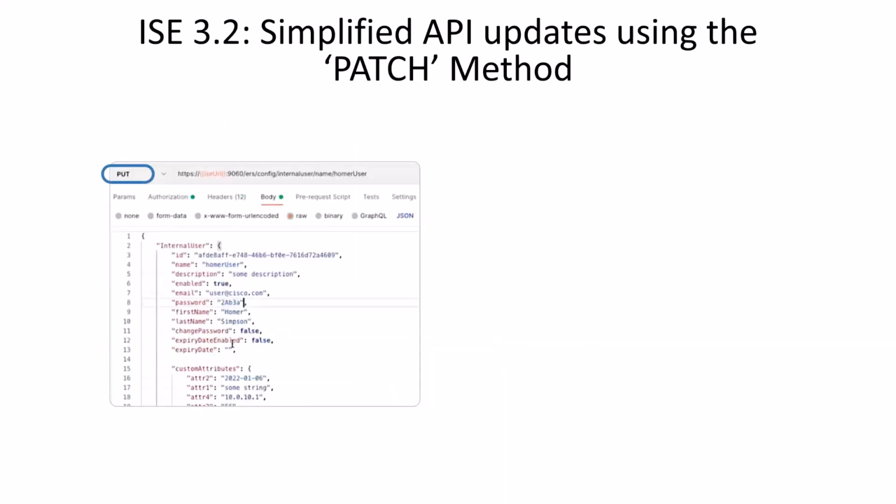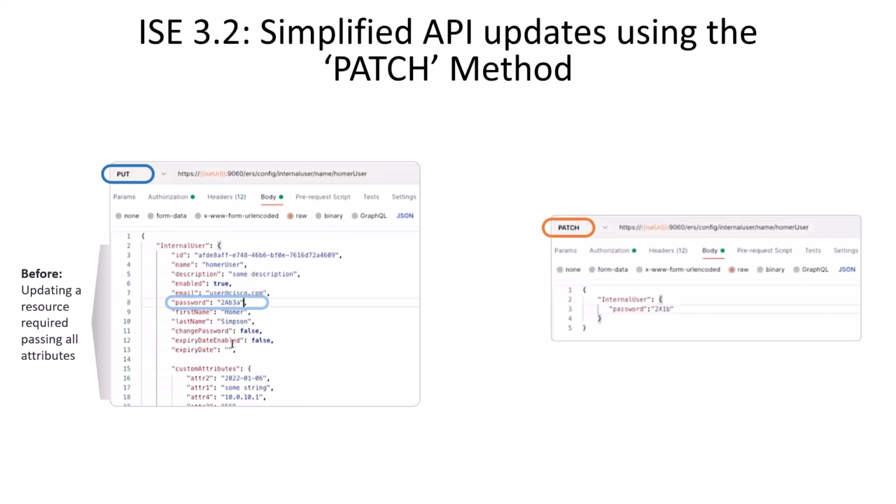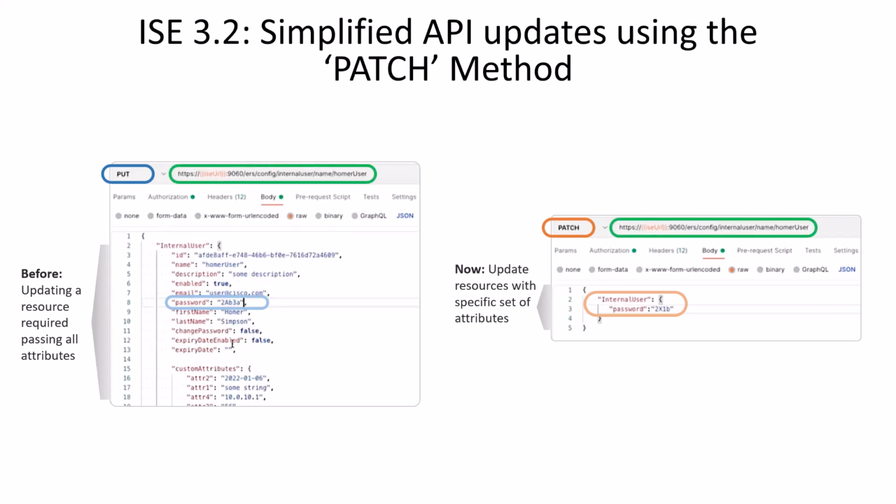As you can see here, this is what we would have to send in a put command to update the password for a user in ISE. We would have to put through every attribute that exists in that user to be able to update it. Now with the patch command, we only have to put through the attributes that are specific to what we want to change. As you can see, we're using the same URL for the change. We're just using a different request. Instead of a put, we're using a patch.